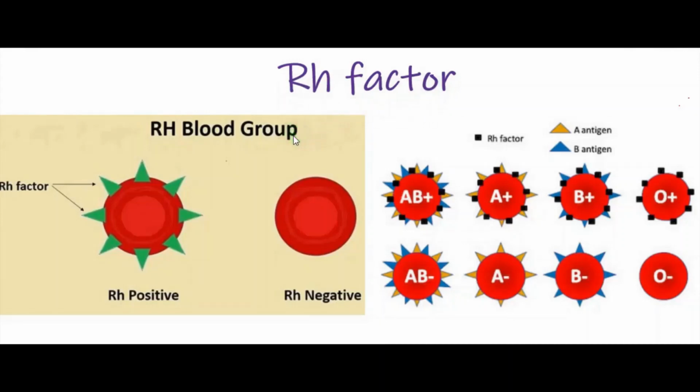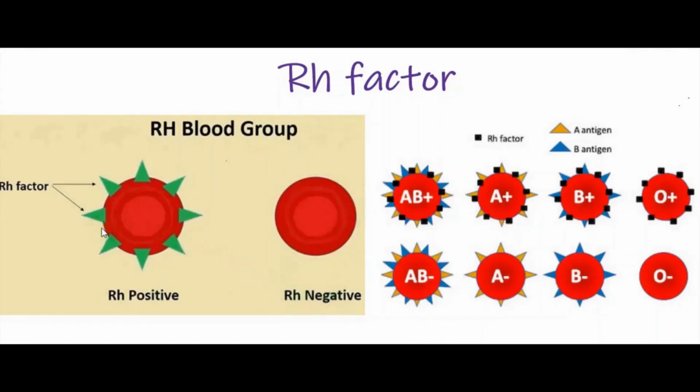The surface of the RBC contains the antigen for RH factor. See here, this is a red blood cell. The surface of the RBC contains RH factor, so this person is known as RH positive. Here there is no RH factor, so it is known as RH negative.